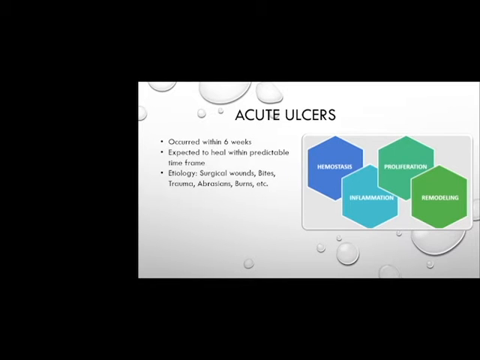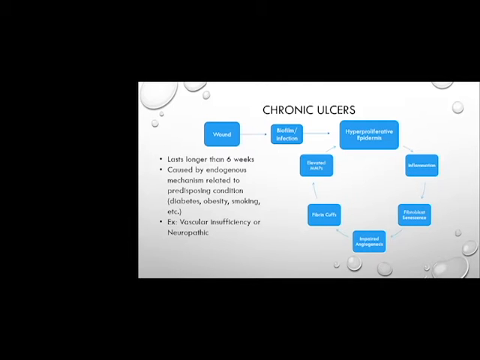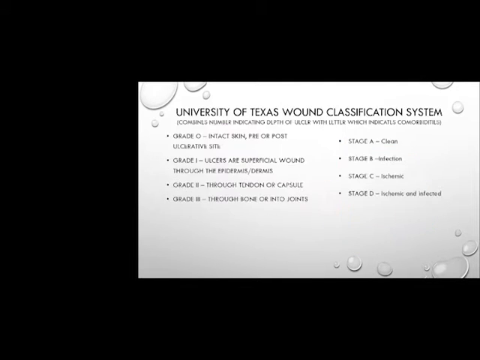So there are different kinds of ulcers. They're considered acute if they're within 6 hours. The etiology can be due to surgical wounds, bites, trauma, abrasions, and burns. Sometimes there are chronic ones, and the chronic ulcers are considered over 6 weeks, and they're caused by a lot of mechanical types of conditions, but also etiology diagnoses such as diabetes, obesity, smoking. For example, you can have vascular insufficiency or kidney disease.